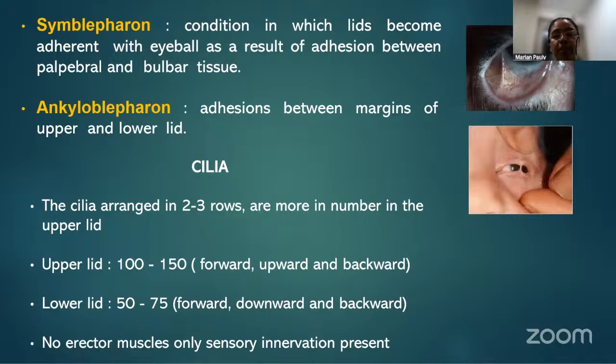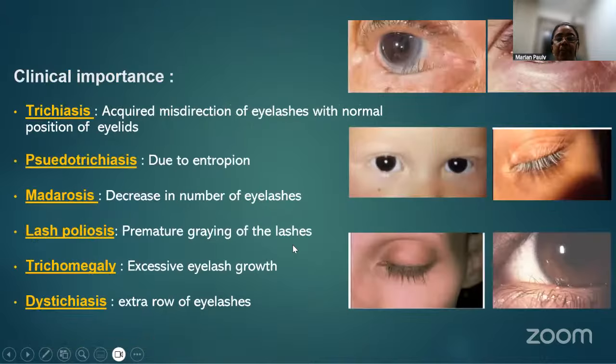Now come to the cilia. Cilia are arranged in 2 to 3 rows and are more in the upper eyelid. In the upper eyelid there are around 100 to 150, directed forward, upward and backward. In the lower eyelid there are around 50 to 75, directed forward, downward and backward. There is no erector muscle, only sensory innervation is present.